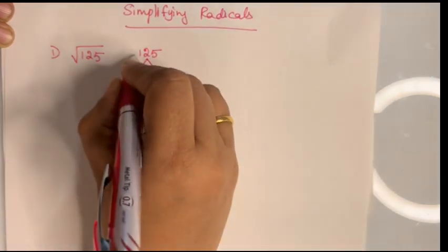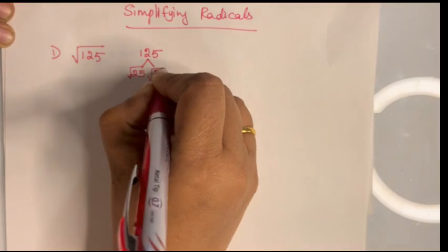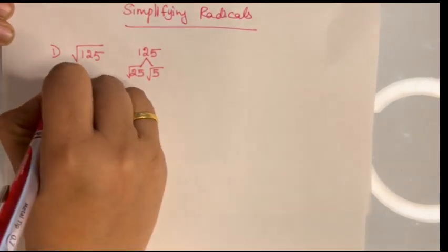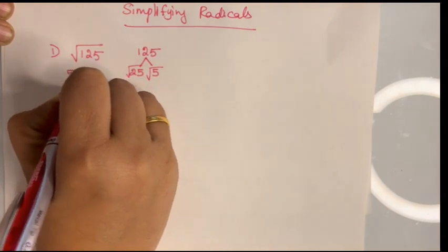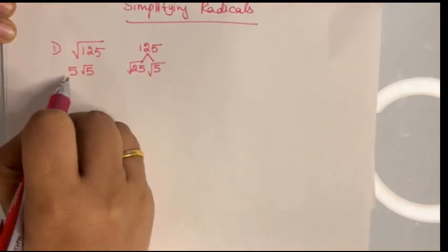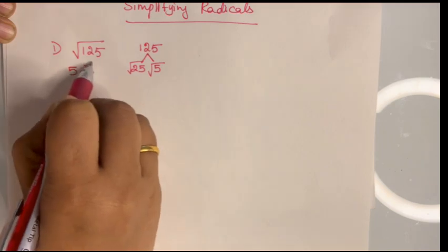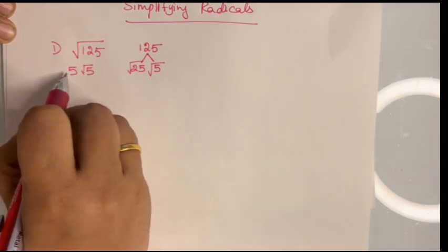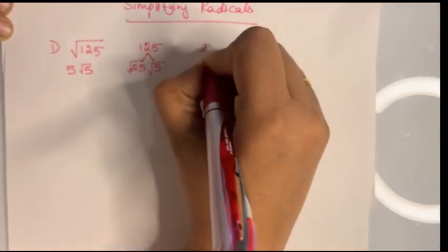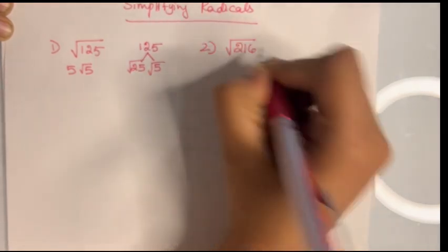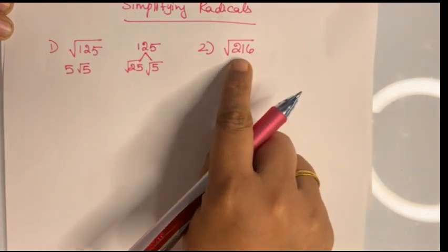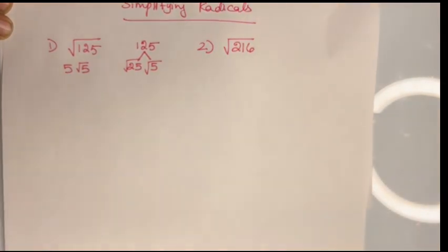25 goes into 125 5 times. Okay, then I take square root of 25, square root of 5. Square root of 25 is 5. Square root of 5 is not a perfect square. This is the maximum we can simplify without changing into decimal. Next, square root of 216. So what perfect square goes evenly into 216?